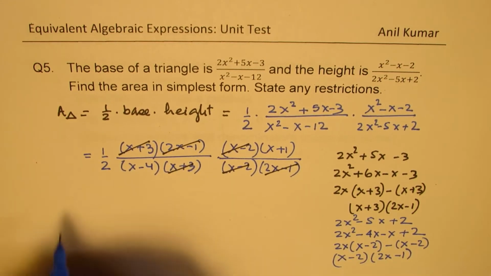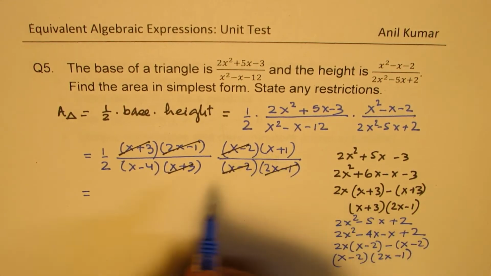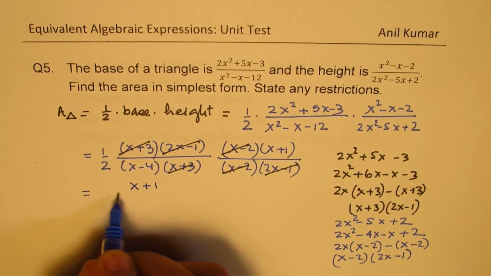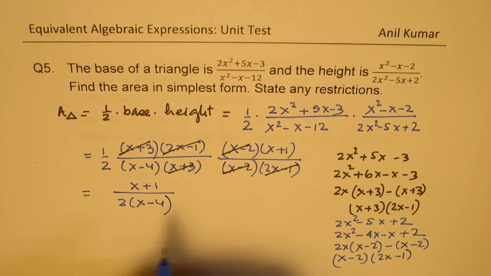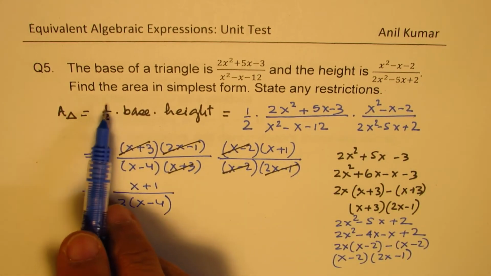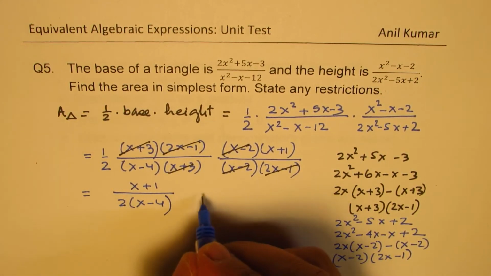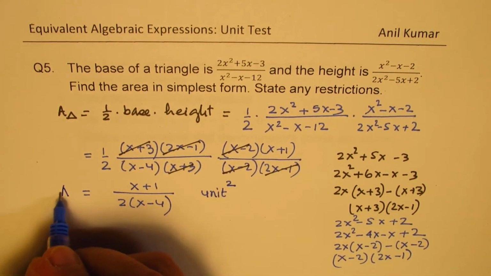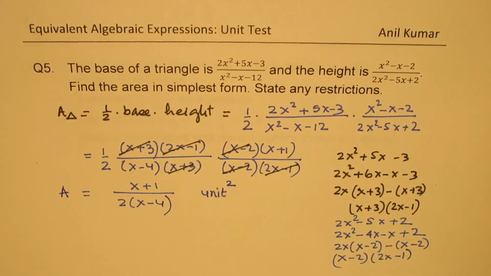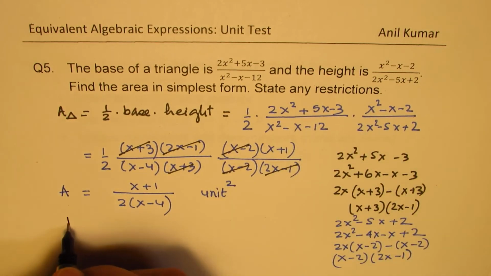Okay. So what we get here is in the numerator we have x plus 1. In the denominator we have 2 times x minus 4. Correct? So that becomes the area of the triangle in unit square, let me write. Right, that's the area. And now let's write down the restrictions. We need to write restrictions.